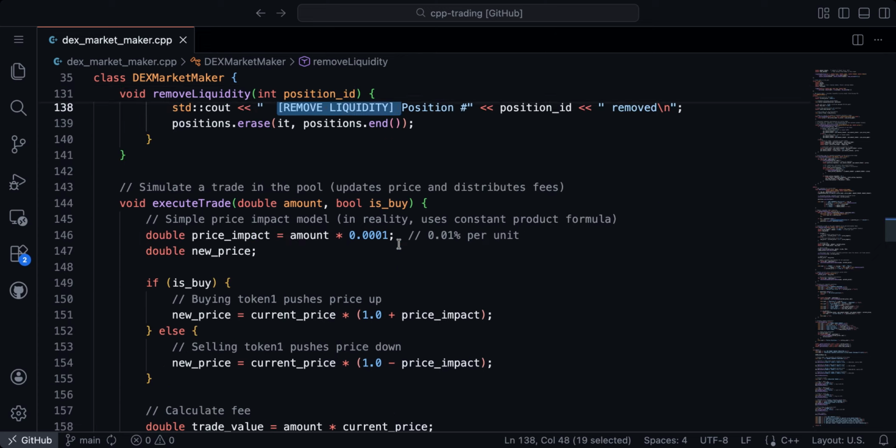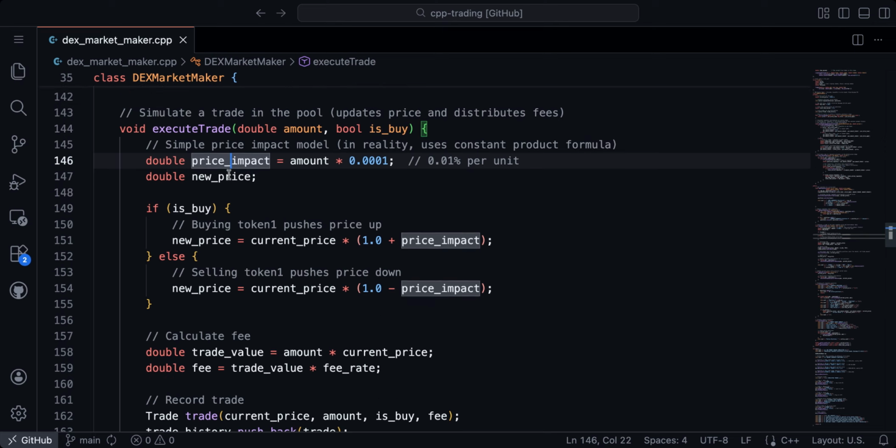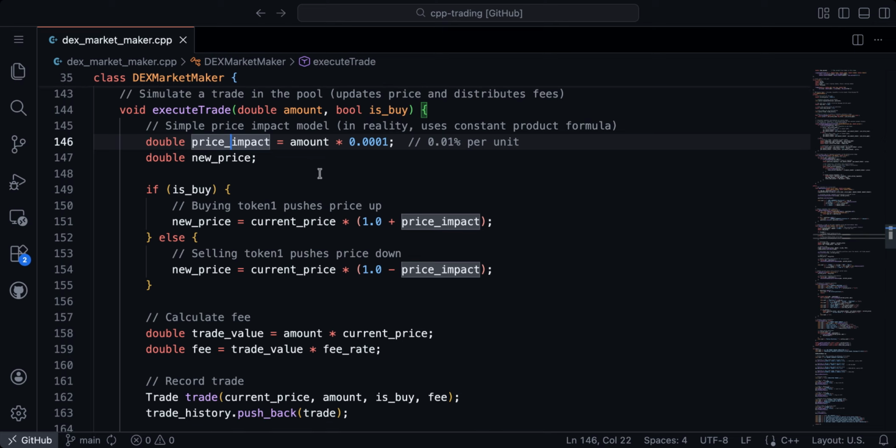The execute trade method takes an amount as a double and an isBuy Boolean. This simulates a trade occurring in the pool, which updates the price and distributes fees. We calculate price impact as amount multiplied by 0.0001, representing a 0.01% impact per unit traded. This is a simplified model. In reality, Uniswap uses the constant product formula, which creates nonlinear price impact.